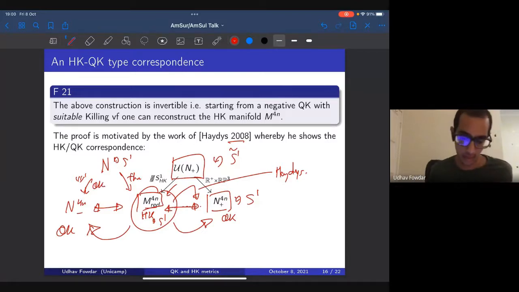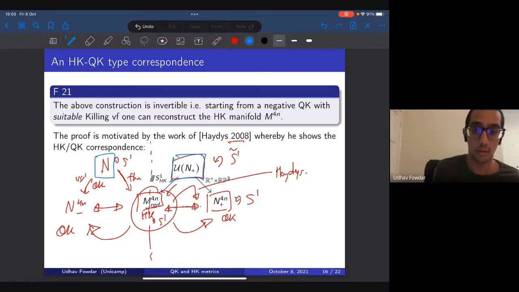Okay. So this is the theorem. I probably won't say anything about the proof because I haven't told you enough about how the construction really works. But here's the sort of similarities that you can see again between the Swann bundle and the Quaternion-Kähler manifold N here again. Any question about this?